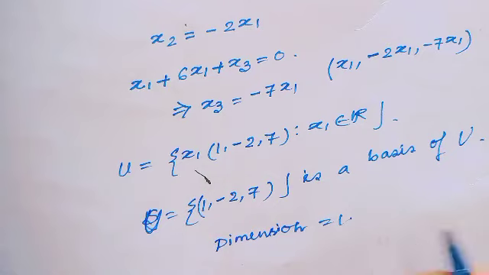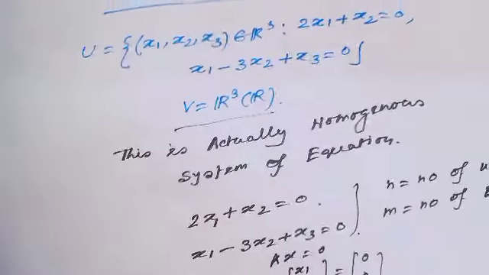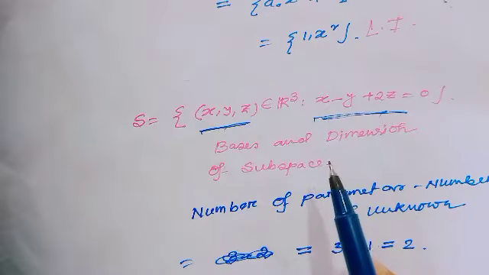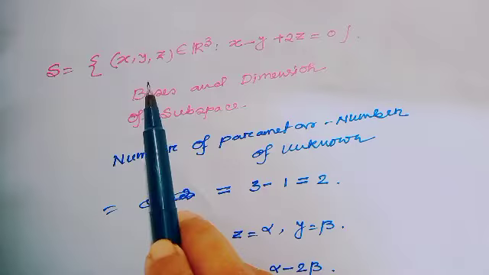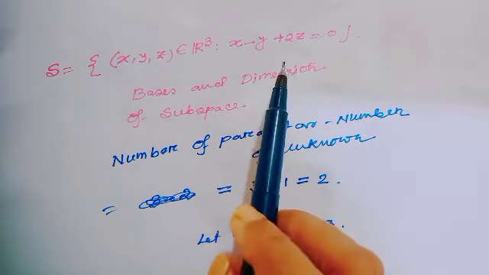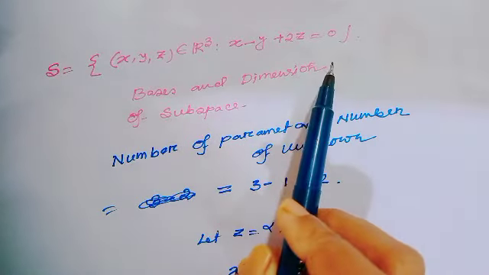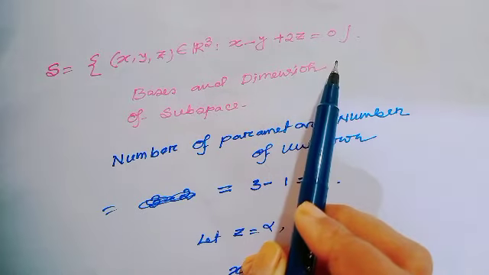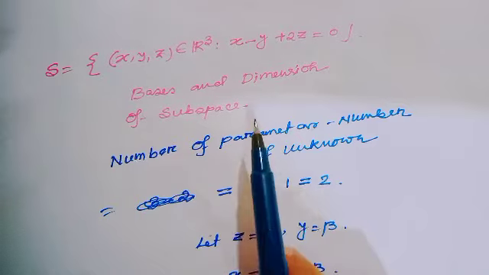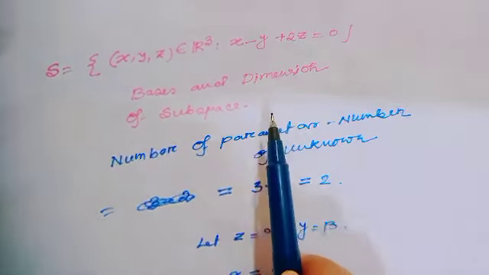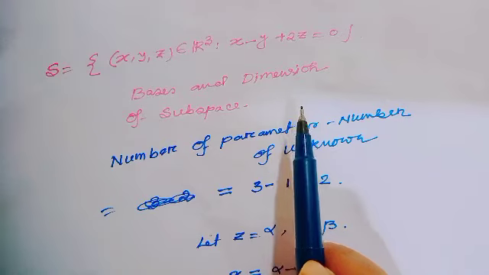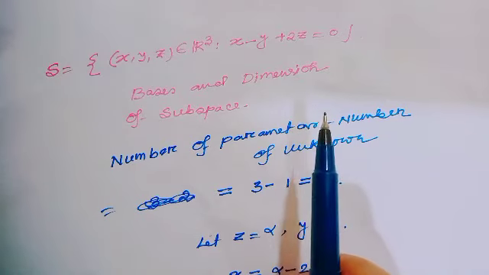Are you getting how we have to find the solution of any homogeneous equation? Well, the next example is the set of all (x, y, z) belonging to R3 such that x minus y plus 2z equals 0. This is actually similar to the previous homogeneous equation. To find the basis and dimension of this subspace, we can solve it by the Gauss elimination method, similar to before.